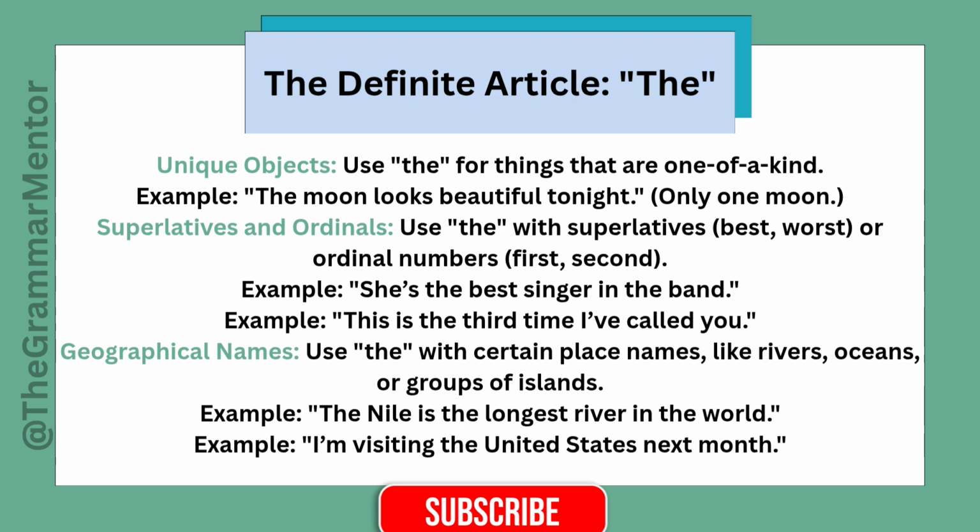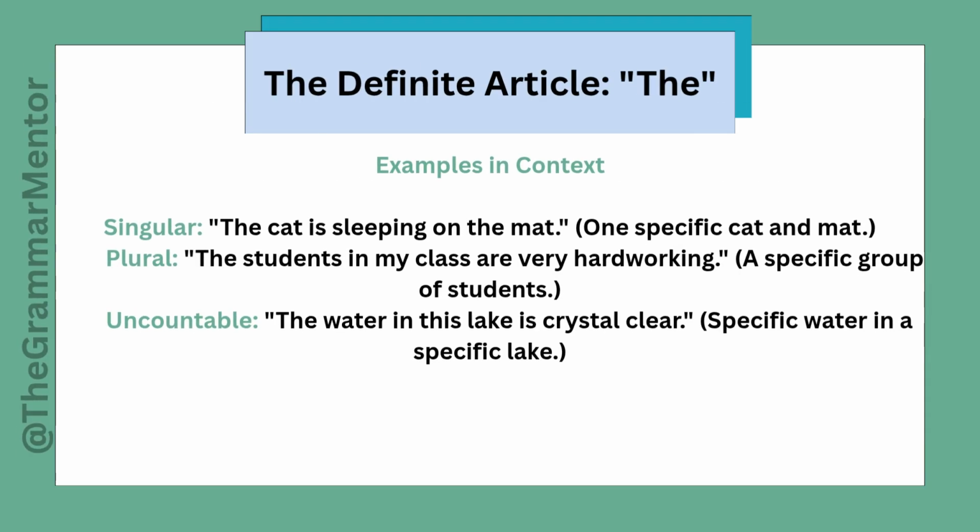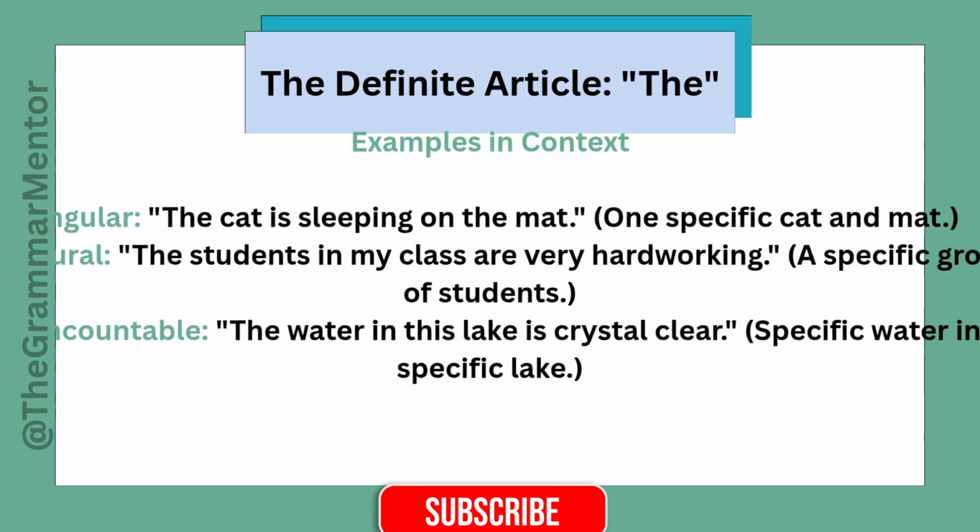Geographical names. Use the with certain place names, like rivers, oceans, or groups of islands. Example. The Nile is the longest river in the world. Example. I'm visiting the United States next month. Examples and context. Singular. The cat is sleeping on the mat. One specific cat and mat. Plural. The students in my class are very hardworking. A specific group of students. Uncountable. The water in this lake is crystal clear. Specific water in a specific lake.